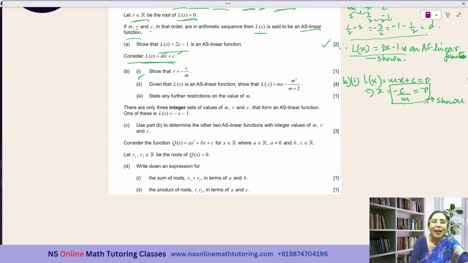Okay. Subpart ii, given that L of x is an AS linear function, show that L of x is equal to mx minus m squared over m plus 2. It is containing 4 marks. Fine. Since L of x is an AS linear function, therefore m, r, and c are numbers from an arithmetic sequence.